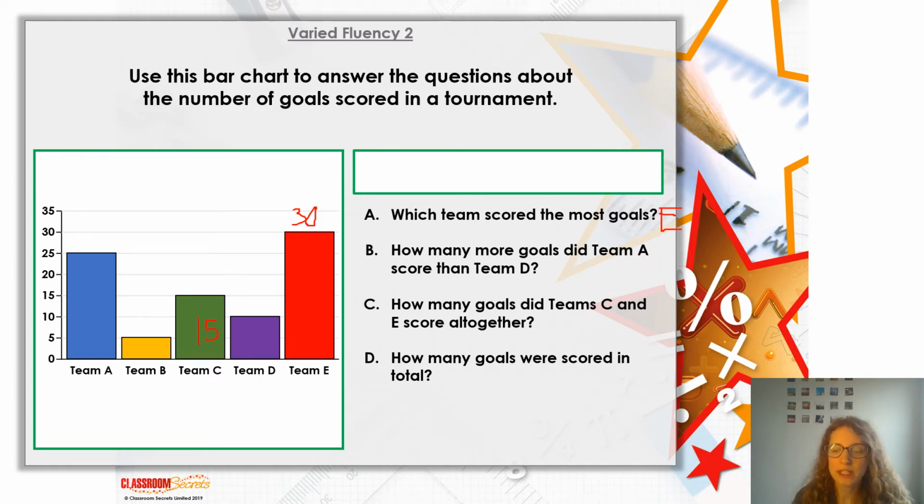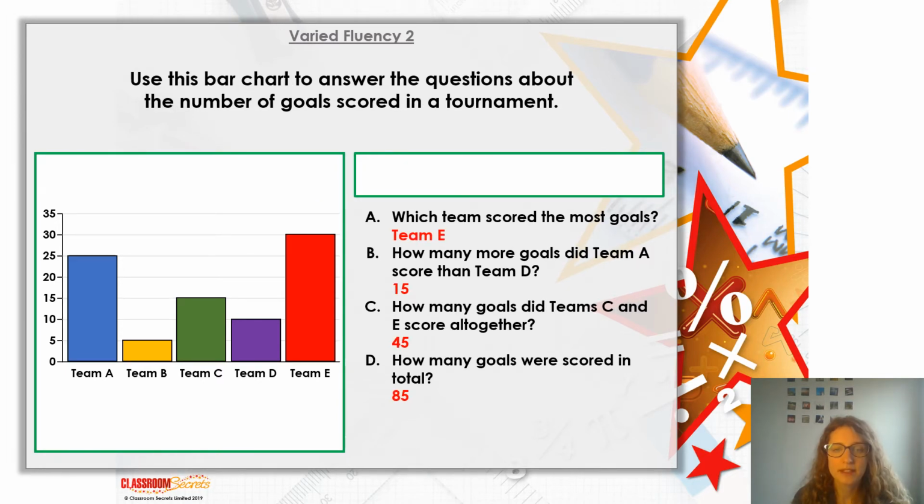And then we can look at our total by adding each of the amounts together. So that gives us 85. All right, well done if you got all of those.